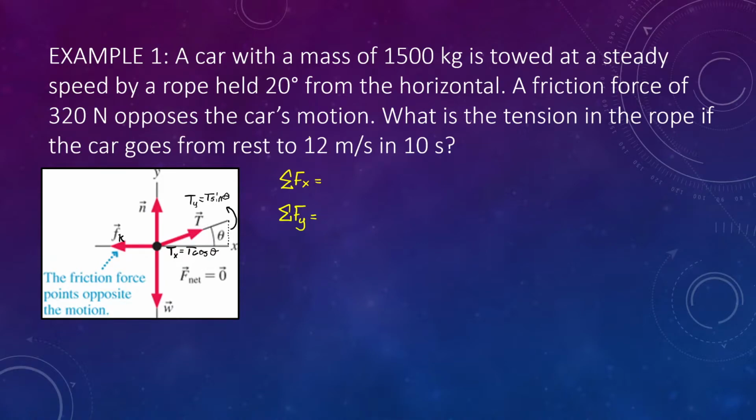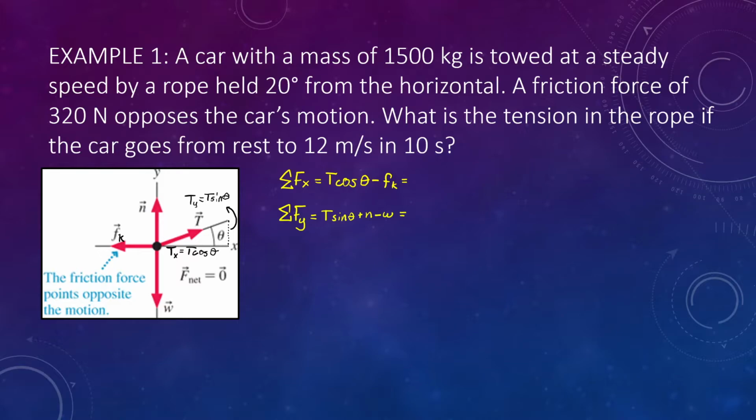So again, we did this already. In the x direction, in the positive direction, we have the x component of the tension, or T cosine theta. And in the negative direction, we have the friction pointing to the left. In the y direction, we have 3 forces: the vertical component of the tension, or T sine theta, plus the normal force also pointing upward, minus the weight pointing downward.